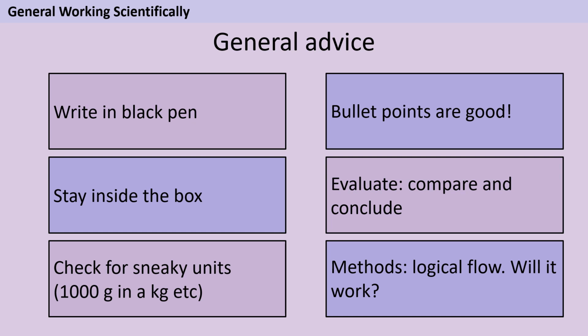For extended response questions, bullet points are great. There are no marks in GCSE Science for writing in paragraphs or full sentences, so just make your life and your examiner's life easy. If you see the command word evaluate, you must compare both sides of the information and you must write a conclusion. If you have to write a method, say for one of the required practicals, then think about, does it have a logical flow to it and will it actually allow you to have valid data?